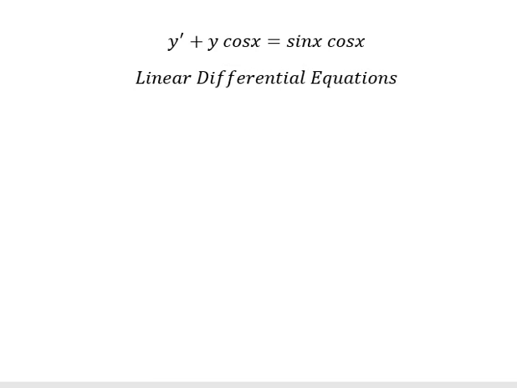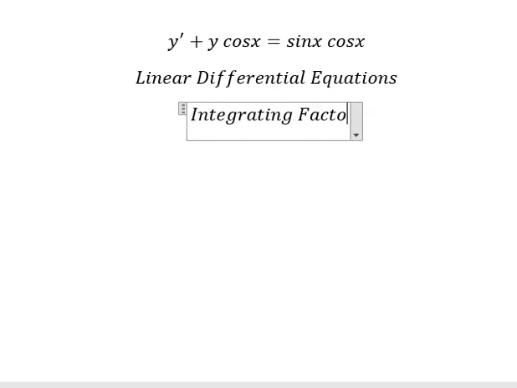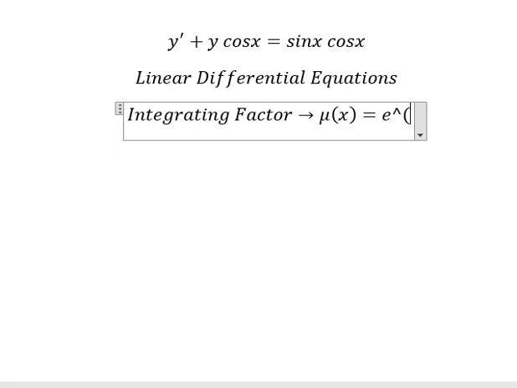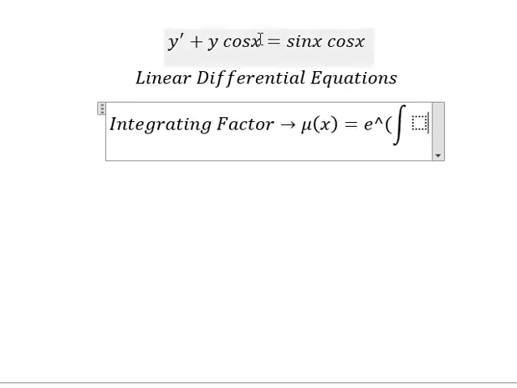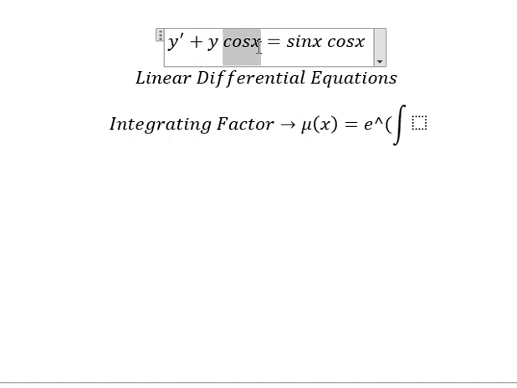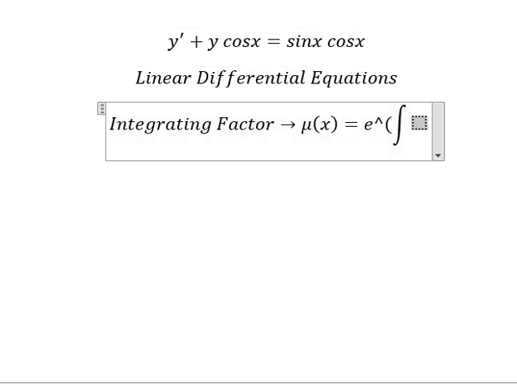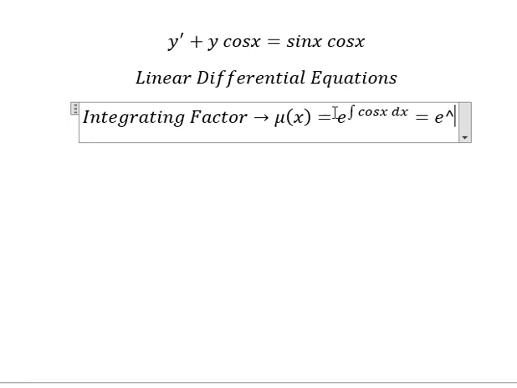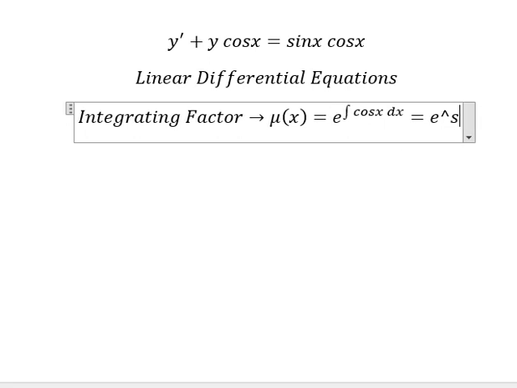So we need to put in an integrating factor. We need to find mu(s) equals e to the power of the integration of cosine s. This is the integrating factor, and I will put this one here. The integration of cosine s is sine s.